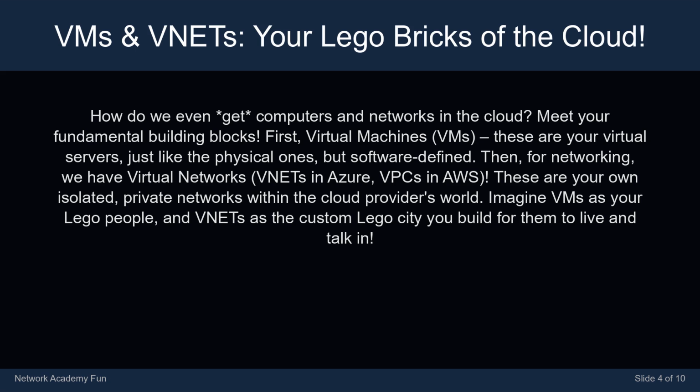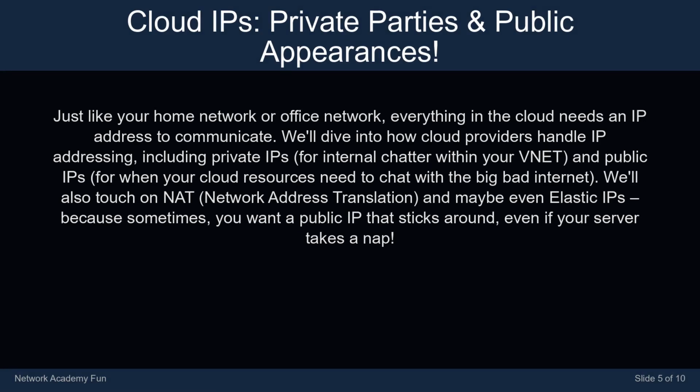Imagine VMs as your Lego people, and VNETs as the custom Lego city you build for them to live and talk in. Just like your home network or office network, everything in the cloud needs an IP address to communicate. We'll dive into how cloud providers handle IP addressing, including private IPs, for internal chatter within your VNET, and public IPs, for when your cloud resources need to chat with the big bad internet. We'll also touch on NAT, network address translation, and maybe even elastic IPs because sometimes you want a public IP that sticks around, even if your server takes a nap.